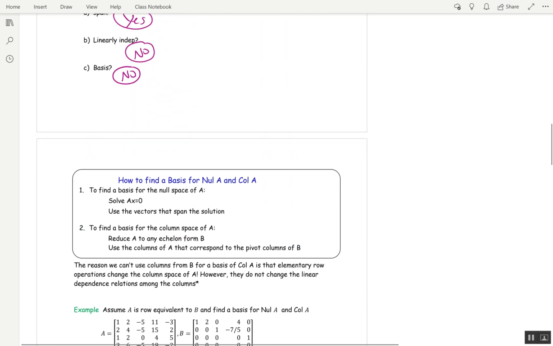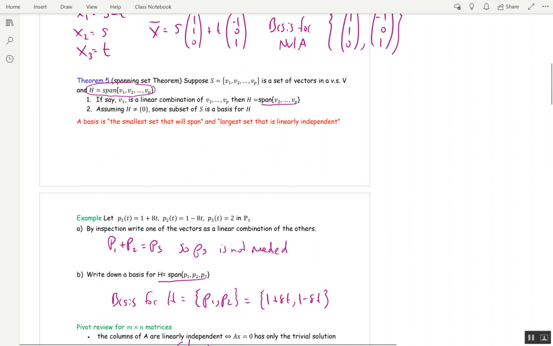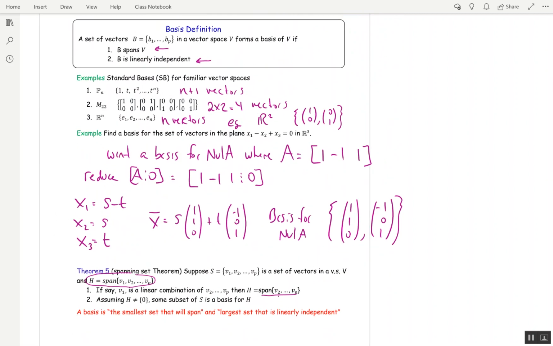Okay. How to find a basis for null A and col A. And you need to know this. And pretty soon we'll add how to find a basis for row A once we start talking about row A. So finding a basis for null A is pretty easy. Solve AX equals 0 and the spanning vectors form a basis. So we did that, for example, in this first example here.